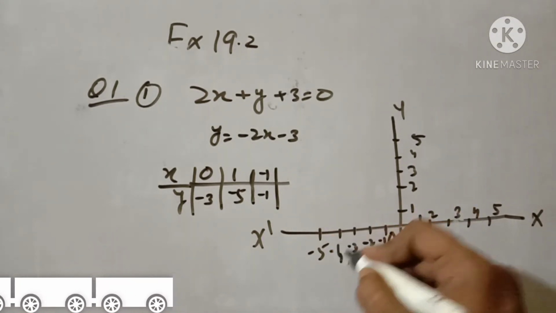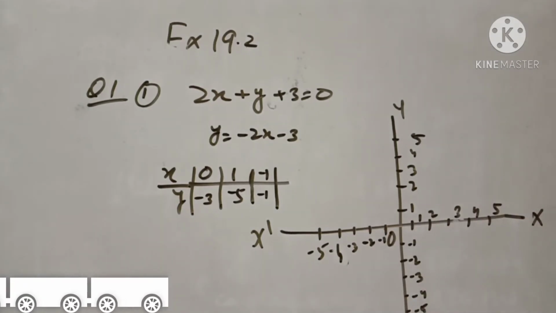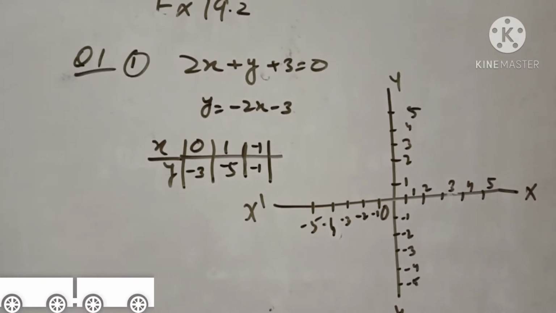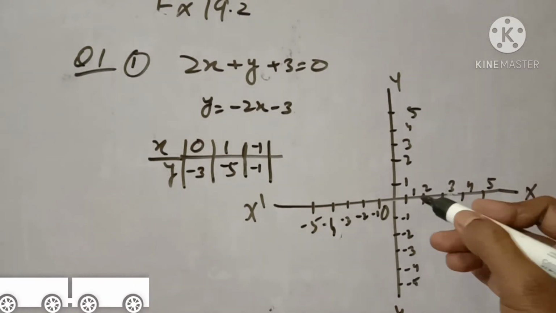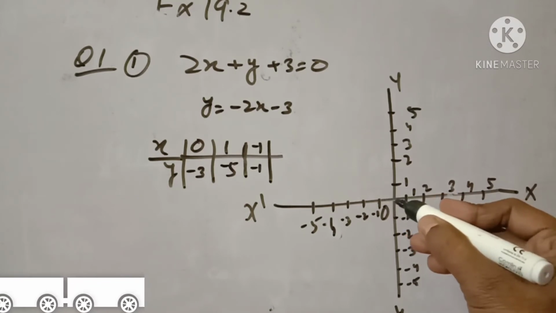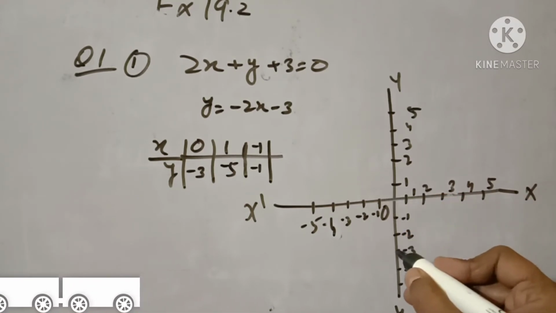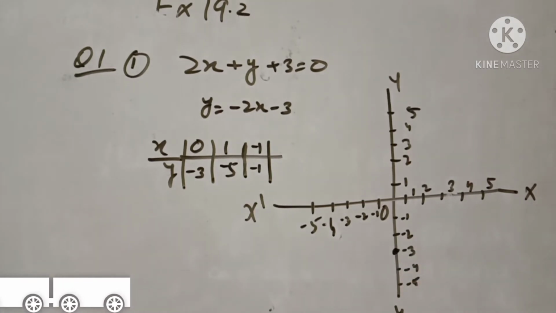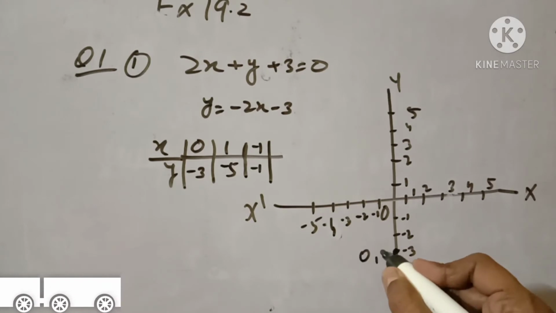But if in the book it is given 1 unit equal to 2 centimeters, at that time you have to follow that only. So now plot 0 and minus 3. Here the x-axis is 0, so 0 and minus 3 will come here only. This is 0 and minus 3.